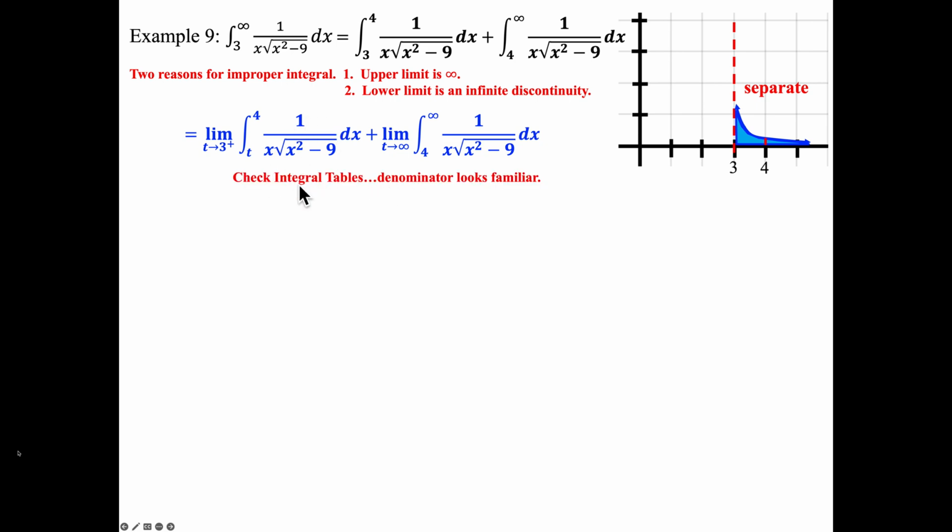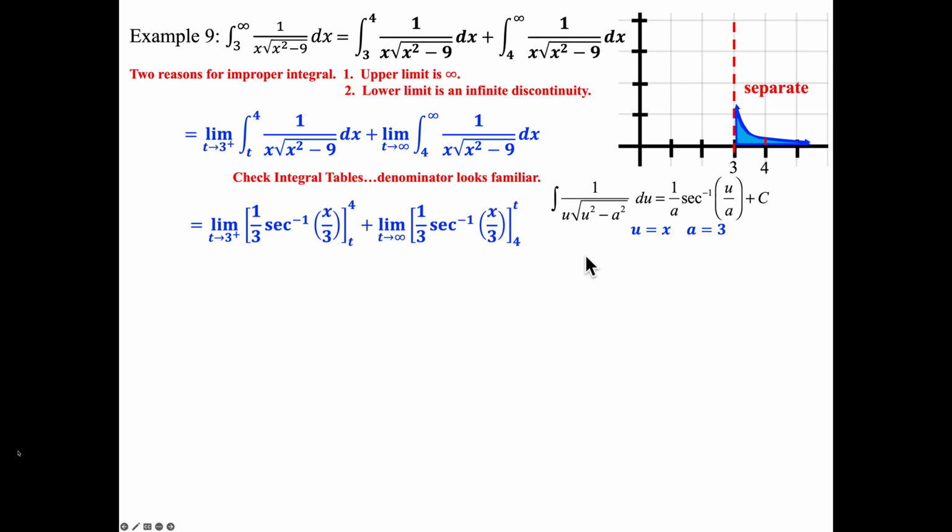So these look kind of tough, so I'm going to check my integration tables, and sure enough, there's a match right there. So each one of these is going to be 1 over a, times the inverse secant of u over a. So let's plug those in. My u is the x, my a is the 3. So it's a straight substitution. Oh good, there's my t right there. I remembered to put it there.